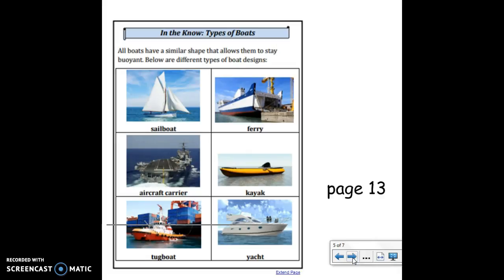In the know: types of boats. All boats have a similar shape that allows them to stay buoyant. Below are different types of boat designs: sailboat, ferry, aircraft carrier, kayak, tugboat, and a yacht.